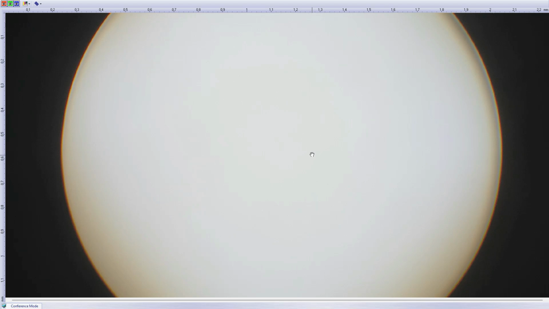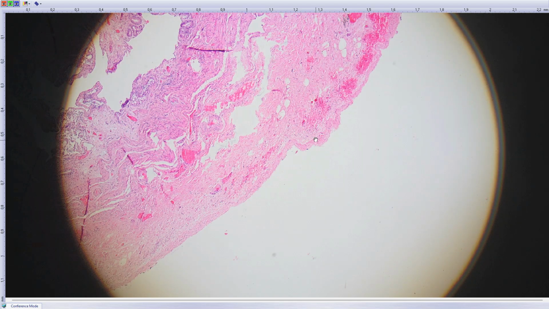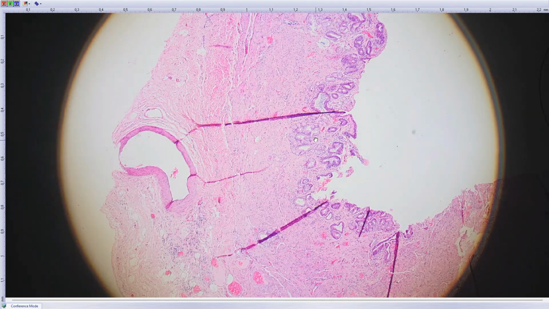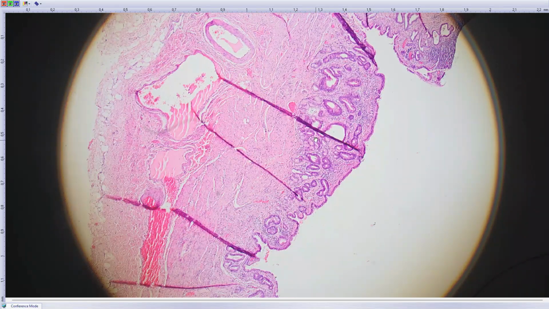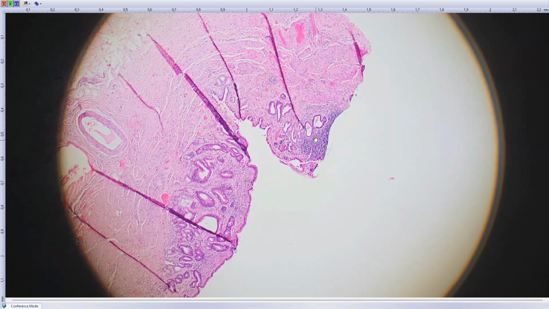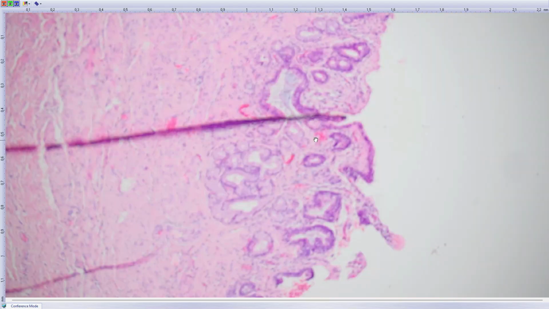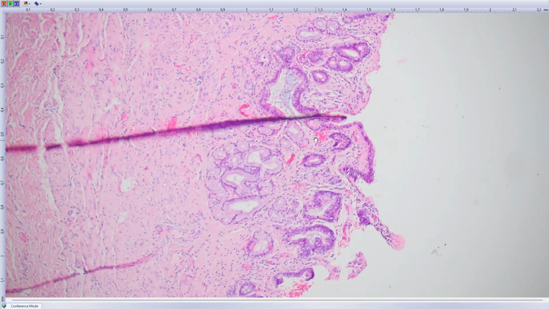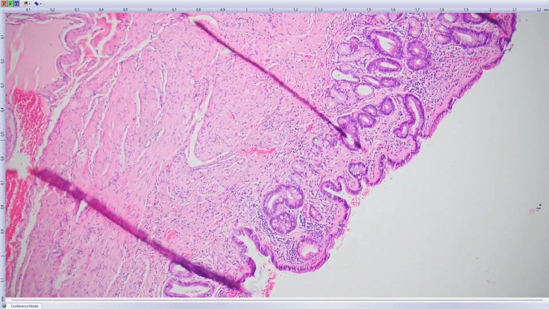So again, this is very basic pathology. This is a cholecystectomy for some cholecystitis and cholecystitis chronica, and you can see already here some changes: pseudopyloric or pyloric metaplasia. In some parts, some intestinal metaplasia.